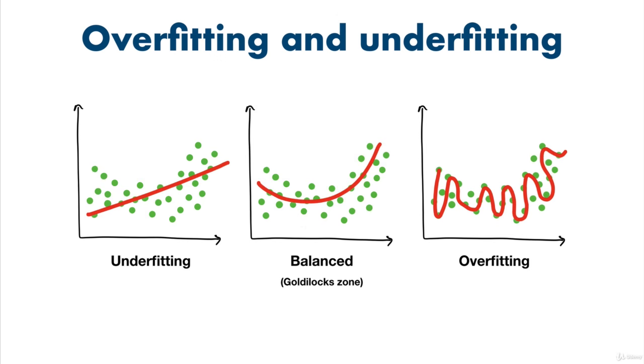This is an iterative process. Where exactly this Goldilocks zone is, like a balanced model, will really depend on your data and the problem you're trying to solve. That's why, again, it's an iterative process, finding this balanced zone. And now after some experience and practice working on different machine learning problems, you'll be able to start to tell whether your model is overfitting or underfitting.